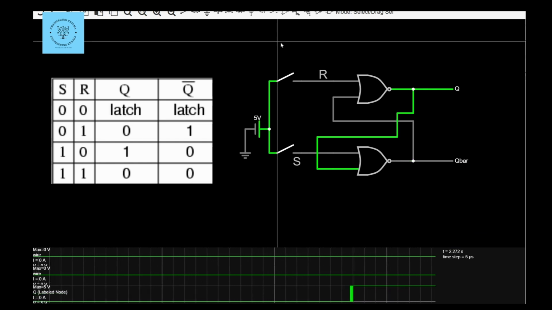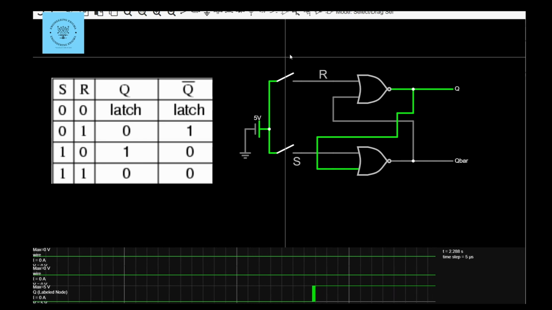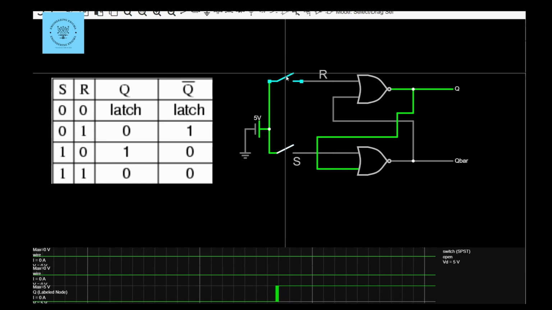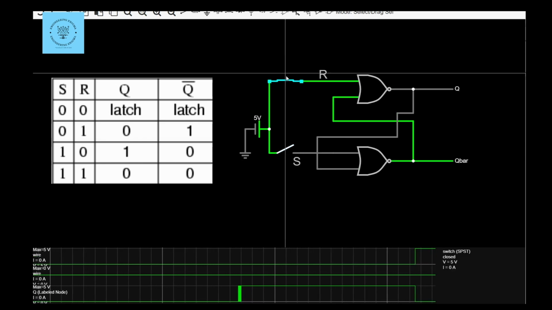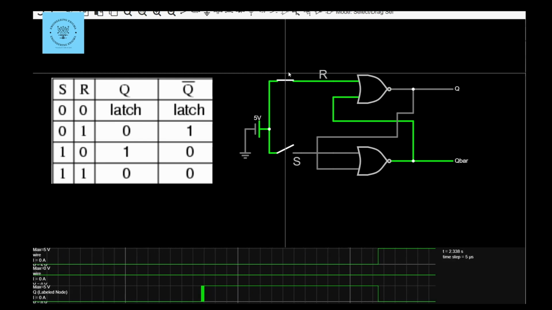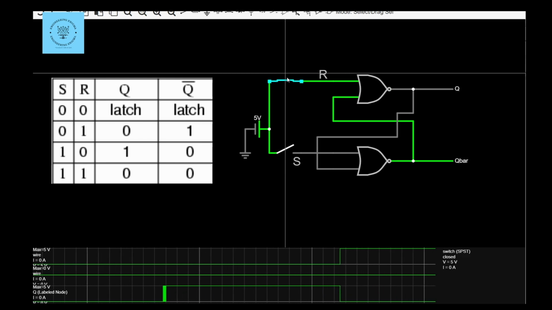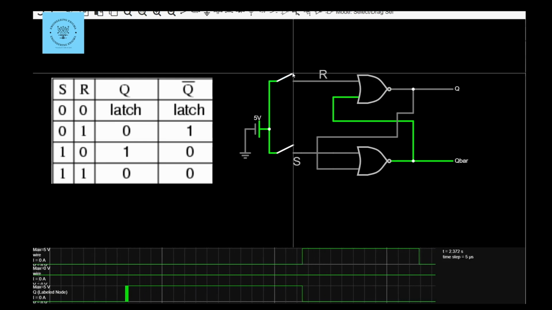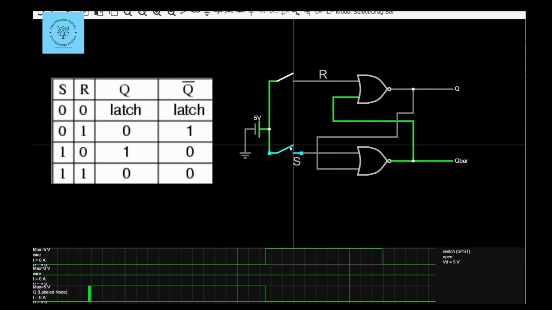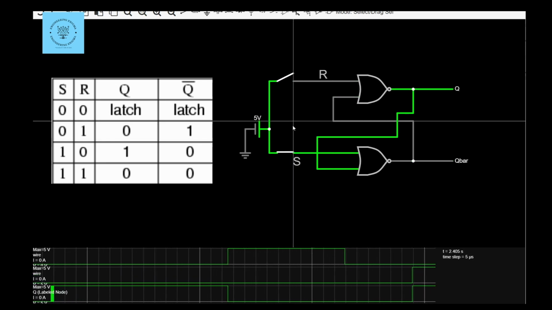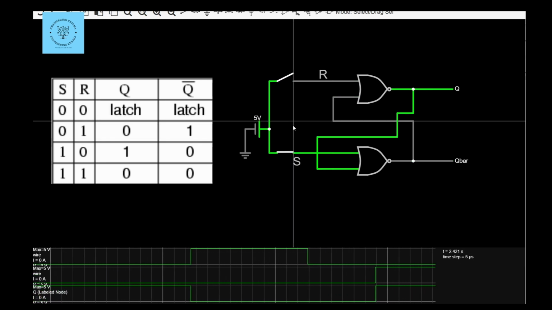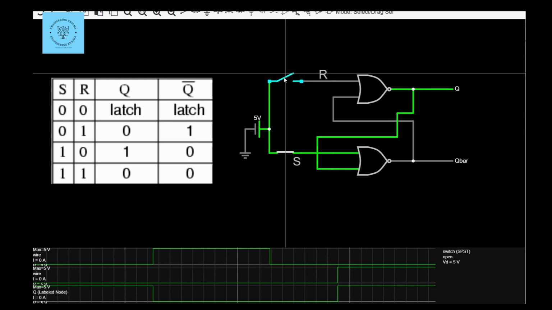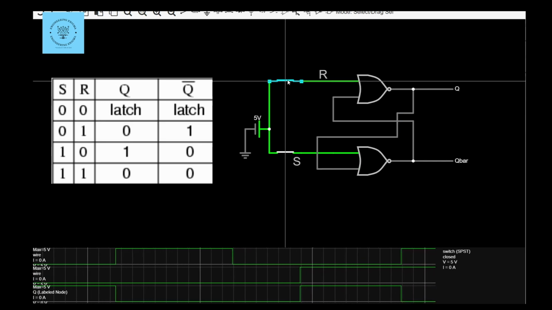Now look at the waveforms in the simulation. The first waveform is reset input R. The second waveform is set input S. And the third waveform is output Q. You can see that whenever set becomes high, the output goes high. Whenever reset becomes high, the output goes low. When both inputs are low, the output holds its previous state. This confirms that the circuit is working as an SR latch using NOR gates.